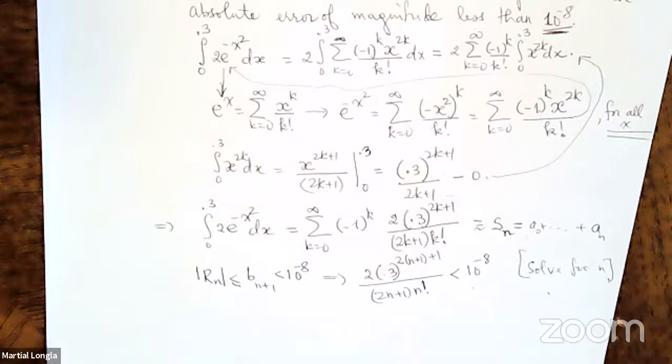On this specific example, you will need a calculator to be able to solve for n here and take that n to plug in here to add the first n plus 1 terms, because n plus 1, because the first term of the series is k equals 0, right?